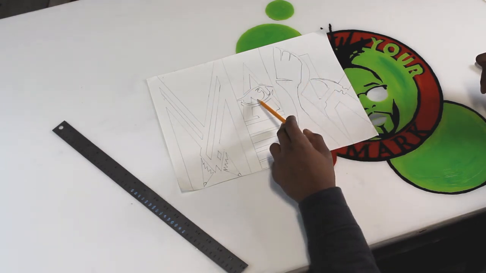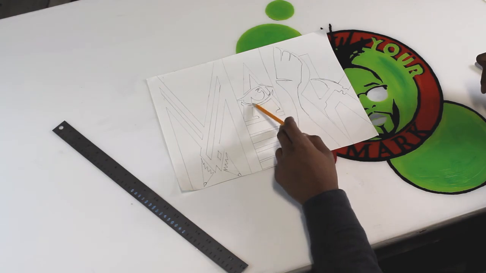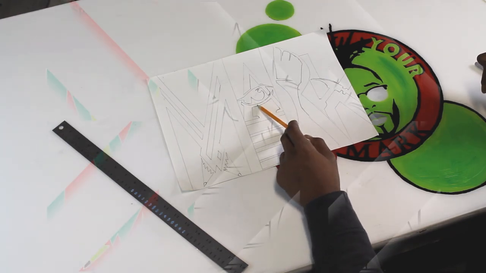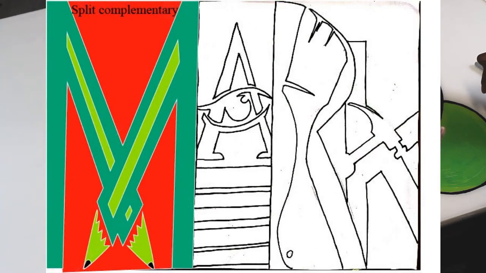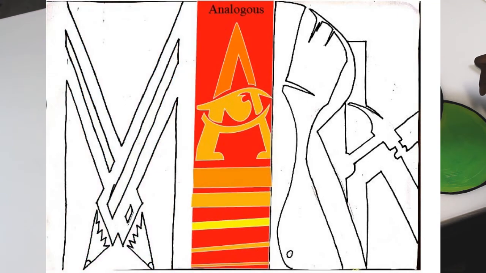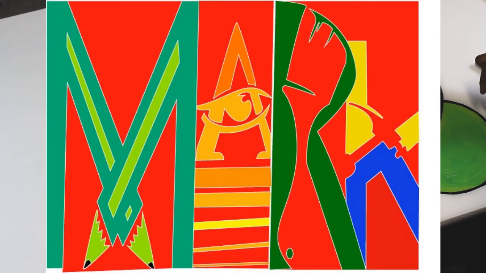Okay, so I already have a triad and a complementary color scheme with the colors red, and then I can use a split complementary color scheme with the colors red, yellow green, and blue green as my split complementary color scheme. And then my analogous color scheme, I can use red, red orange, orange, yellow orange, and yellow. And that will give me an analogous color scheme that also uses the color red.